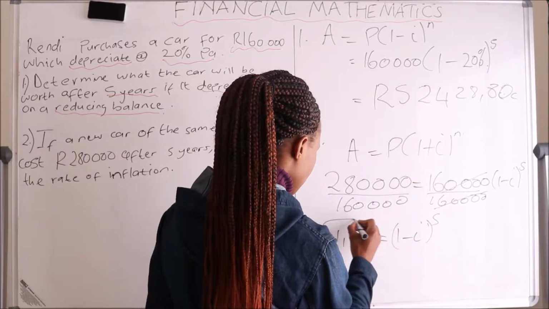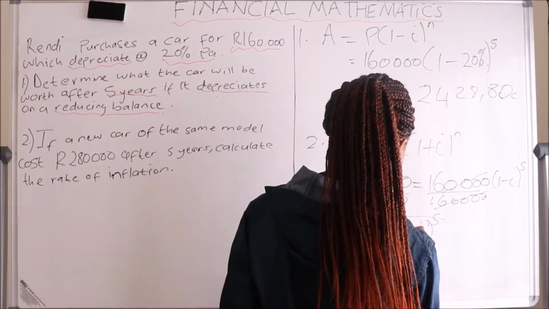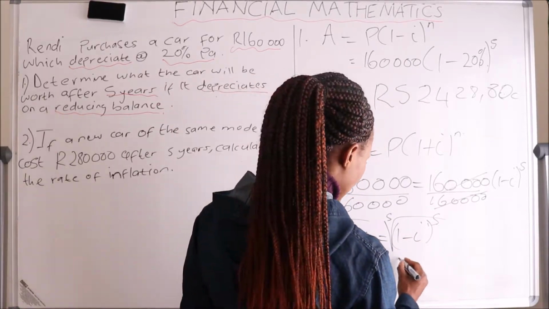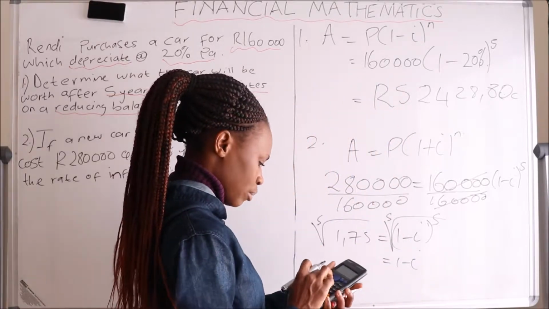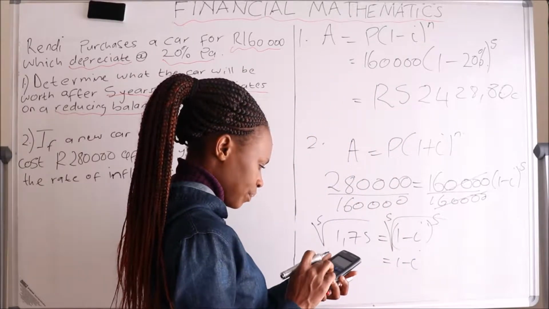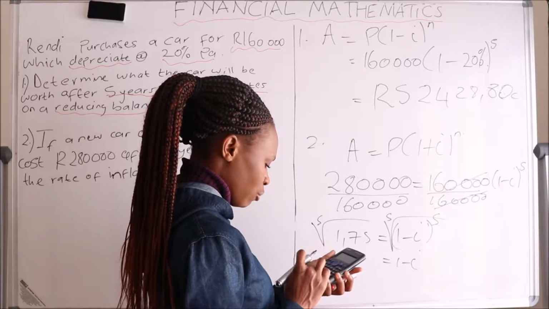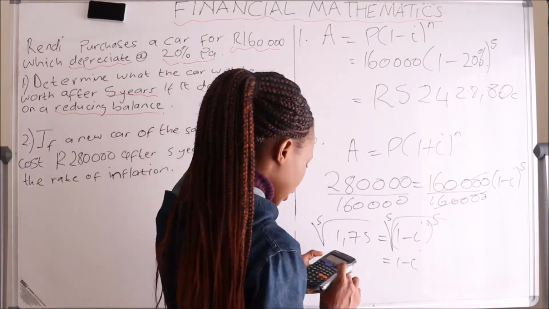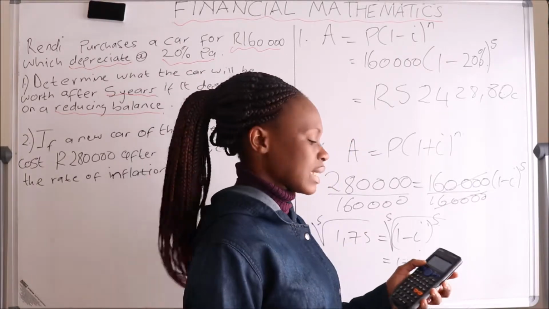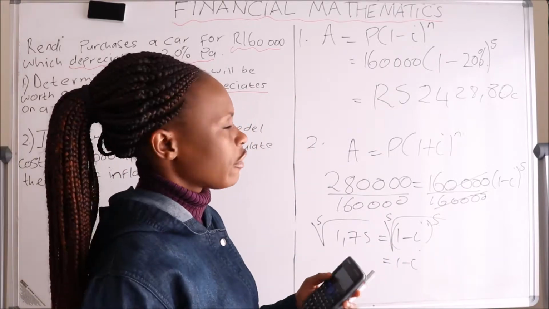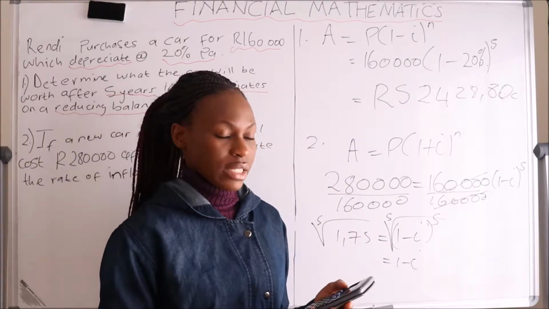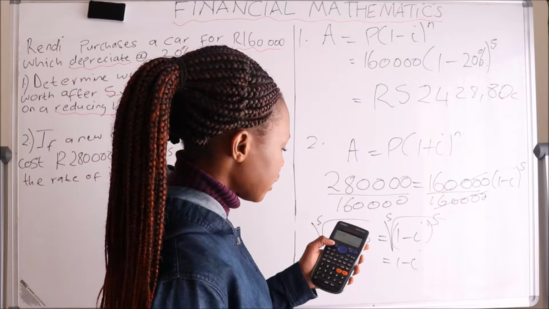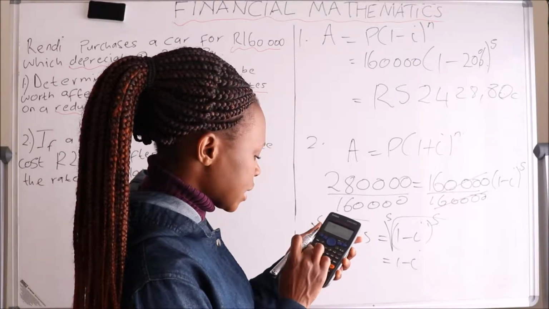Here I will introduce the fifth root on both sides of the equal sign. On this side it will remove the 5 in the exponent, and I will be left with 1 plus i, and on the other side the fifth root of 1.75 is a very big number, 1.11 going on and on. I told you guys in the previous lessons that when you are doing a calculation in financial mathematics, do not round off until you get to the final answer, and then you round off to 2 decimal places. So this number I will just store in letter A.